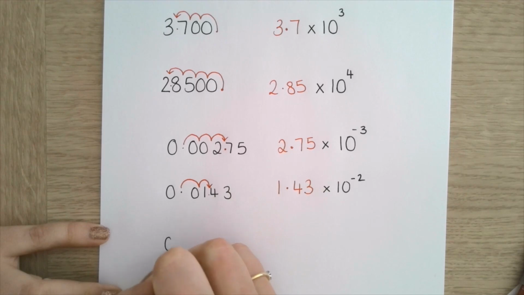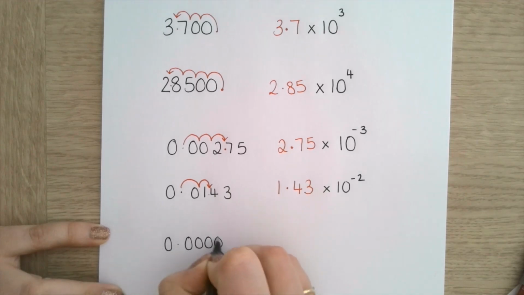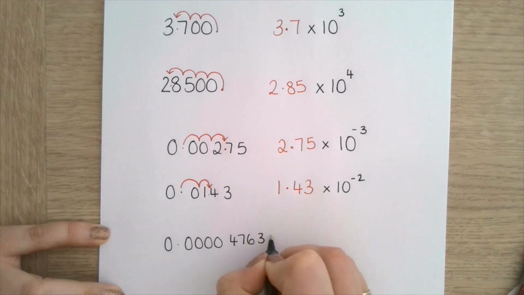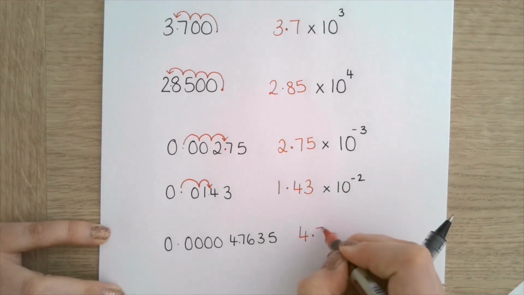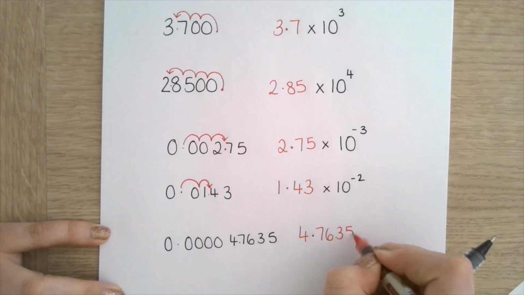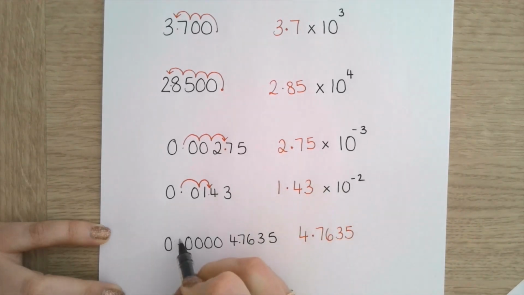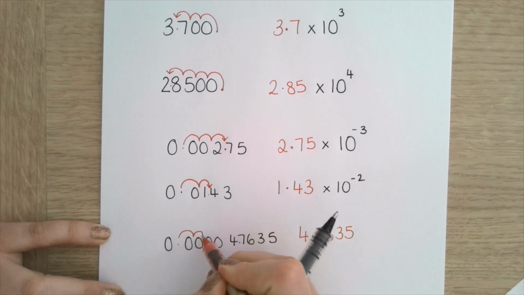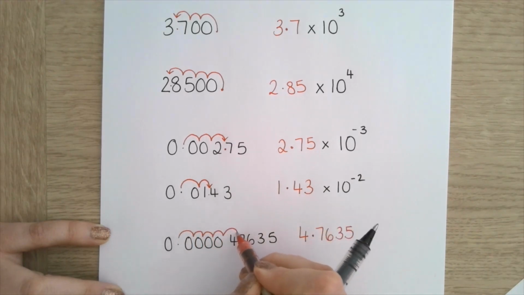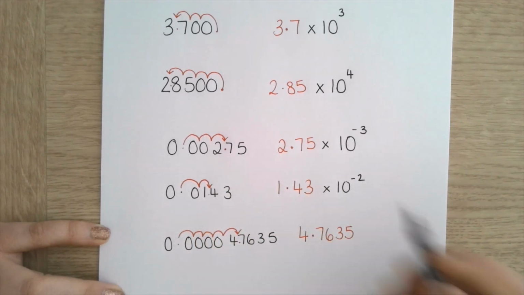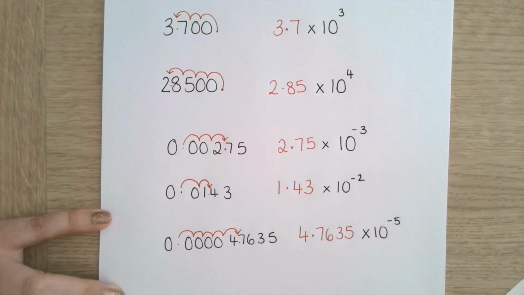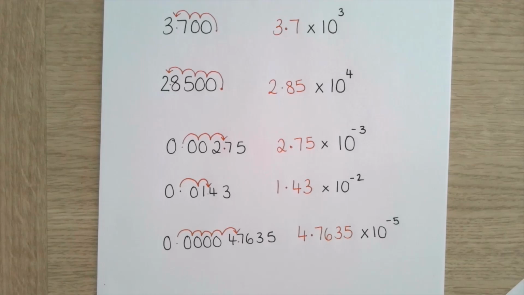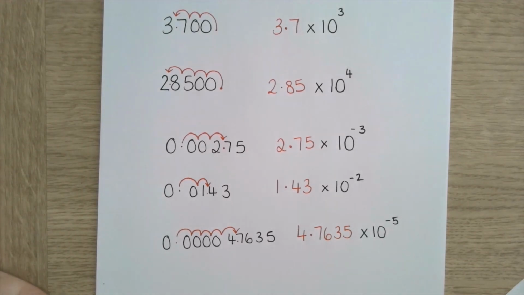One more example, 0.000047635. I'm going to want the decimal point to be here, so 4.7635, and I have done 1, 2, 3, 4, 5 jumps, so it's going to be times 10 to the power of negative 5. So that's how we put ordinary numbers into standard form.